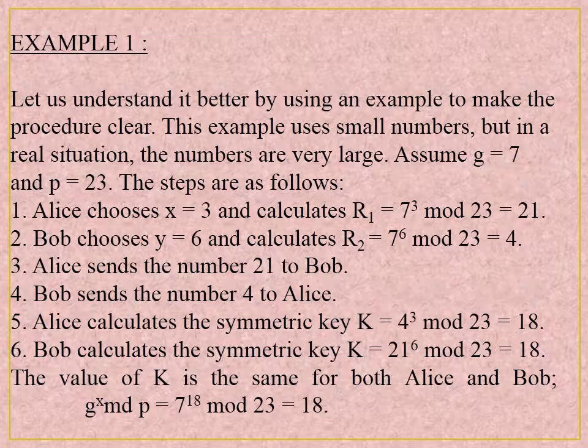And now Bob will calculate the value of the symmetric key k, which is equal to 21 raised to the power 6 mod 23, which is equal to 18. 21 here is the message that Alice sent to Bob in the first step after calculating the value of R1. So, both the values are equal. So, 18 is the shared key. Now the value of k is the same for both Alice and Bob. So the shared secret key value is 18.